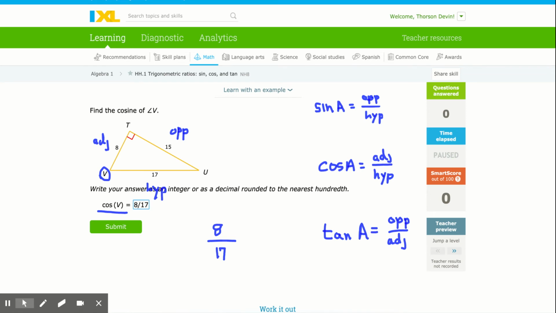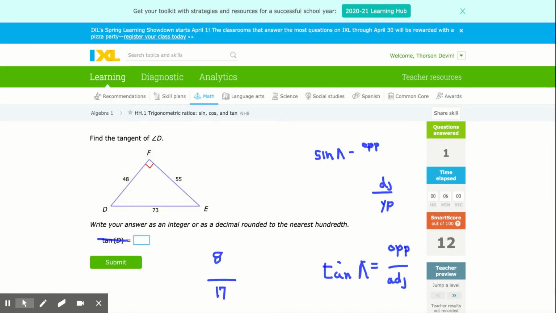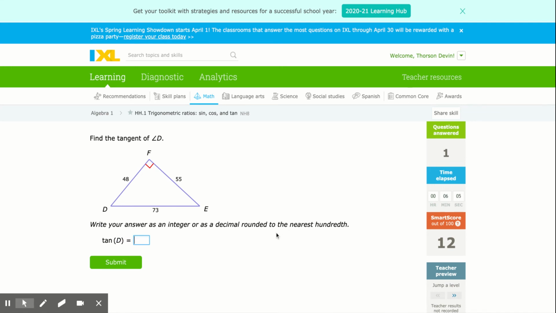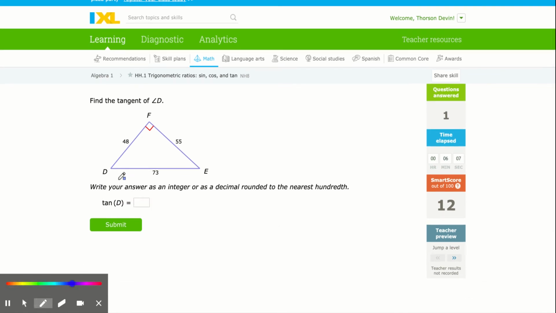So I'm actually going to take a calculator and divide 8 by 17. And I get 0.470. So actually, I'm going to write in 0.47 because it says round to the nearest hundredth, 0.47. Submit, just like that. And if you haven't, rewind and rewrite those down. But again, it's just going to be very simply doing this.